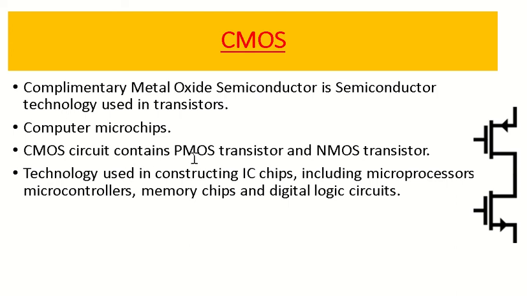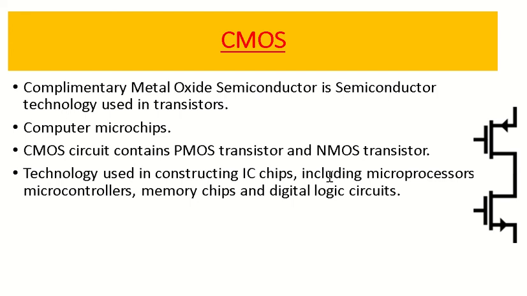A CMOS circuit contains a PMOS transistor and an NMOS transistor, which we have already understood. If you can see here, this is PMOS and the one down is NMOS. So it's a combination. As I told, these are connected in a complementary manner. So this total is called CMOS, which is a combination of PMOS and NMOS. So that's about CMOS basically.